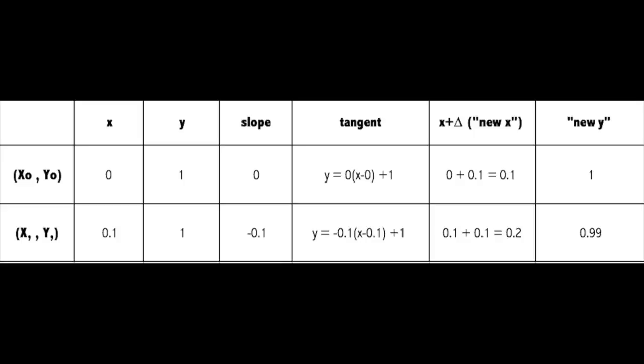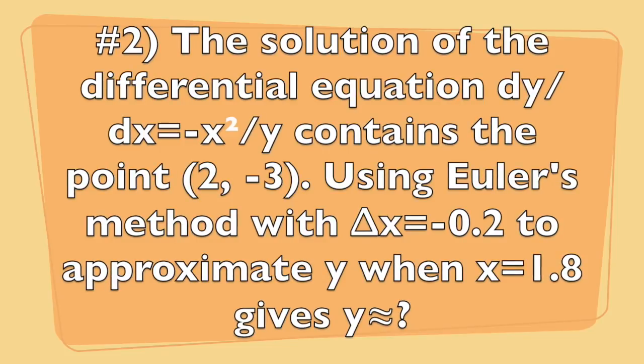Then we go through the same process for the next row. When you plug in your new x, which ends up being 0.2 here, you get 0.99 as your new y, so f of 0.2 is approximately 0.99. Okay, so let's move on to our next problem.